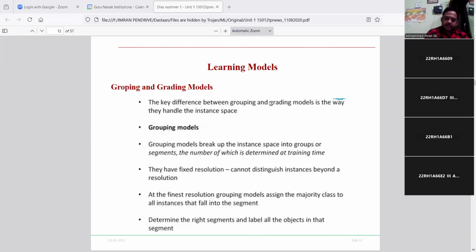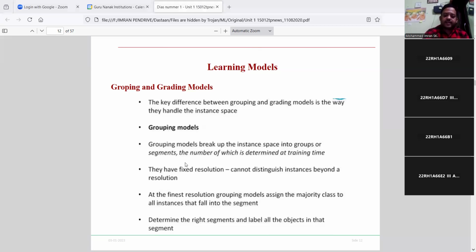So grouping models break up the instance space into groups, or you can say segments or parts, or in simple words, even subgroups or subsegments, like that. The number of which is determined at training time. So how many segments are there, how many columns are there, like that. They have a fixed resolution and they cannot distinguish instances beyond the resolution. Means some limit is there, and you cannot distinguish beyond it.